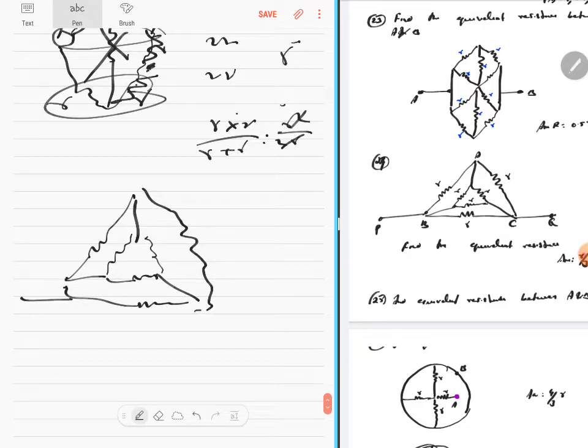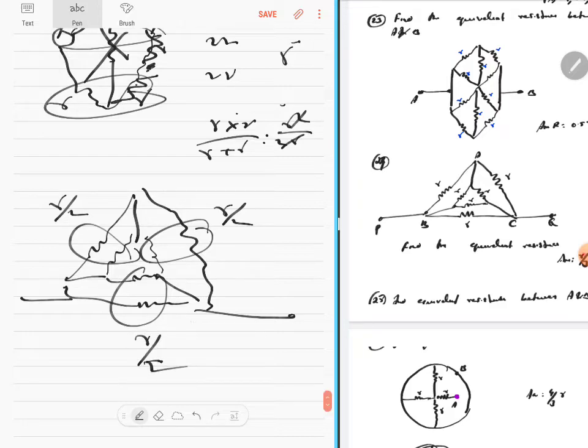So you know these two are in parallel. R and R will get you R by 2. These two are in parallel. R and R will get you R by 2. These two are parallel. R and R will get you R by 2. But these two are in series, so it will become R. That R and this R by 2 will be in parallel. That's all. Are you clear? Can I go to the next sum?